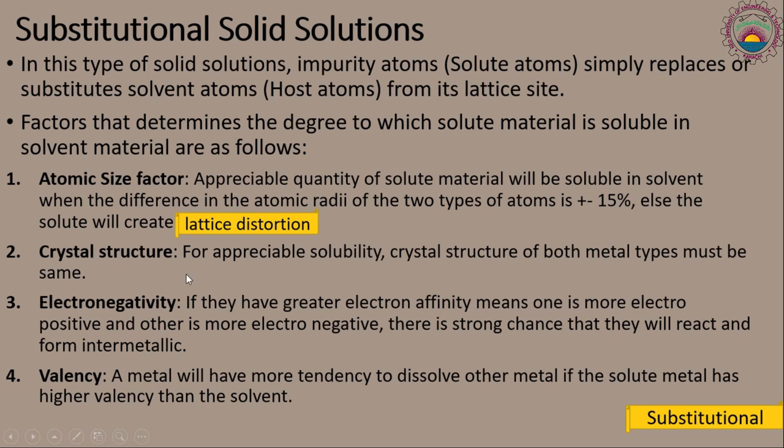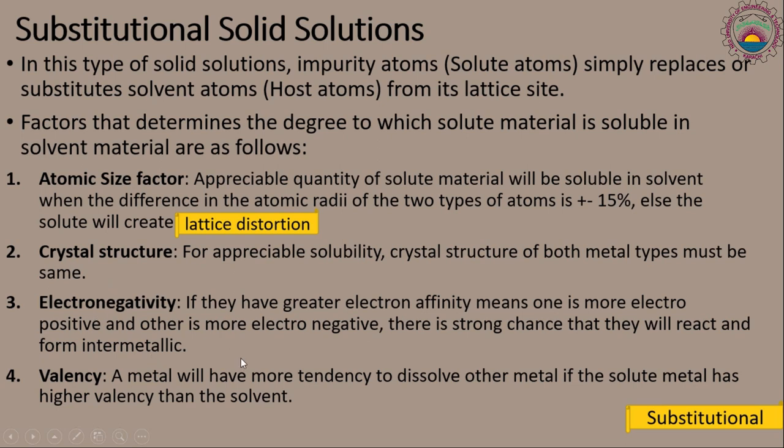Second one is the crystal structure. For appreciable solubility, the crystal structure of both metal types must be the same. Both must have a similar crystal structure to produce a good solid solution, at least from the same family. If they are both from the cubic family, that will create a better solid solution than if one has a cubic structure and the other has a hexagonal structure, right?